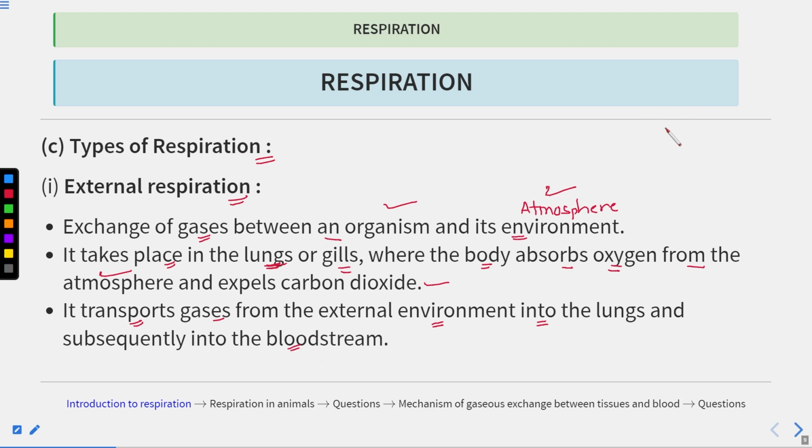So what is happening here? So this is the atmosphere, and in the atmosphere oxygen is present. This oxygen is taken up by the organisms, and it enters into the lungs, and from the lungs it will then later enter into the blood. So this is what happens in the external respiration.